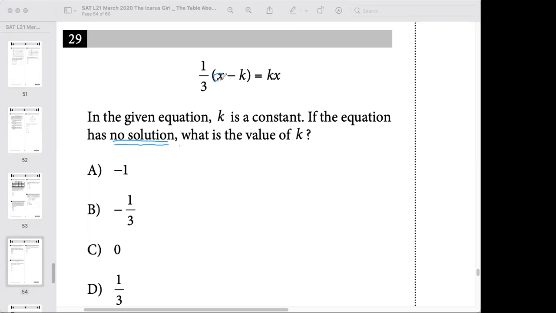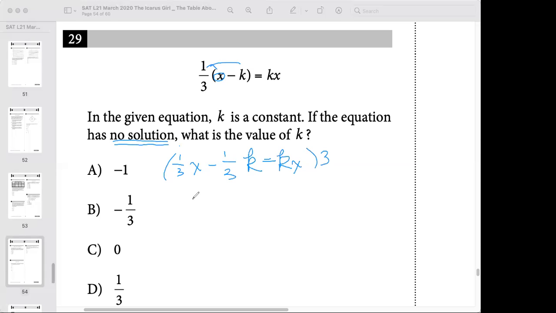So in order to get this x out of this parenthetical, I would first distribute the 1/3. So we get 1/3 x minus 1/3 k equals kx. And the next step isn't necessary, but I find it makes things a little easier. Don't really love dealing with these 1/3 fractions. So you could just multiply both sides by 3 and you'll get rid of the 1/3.